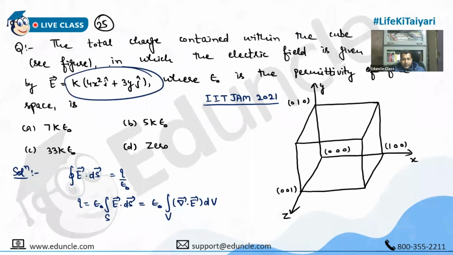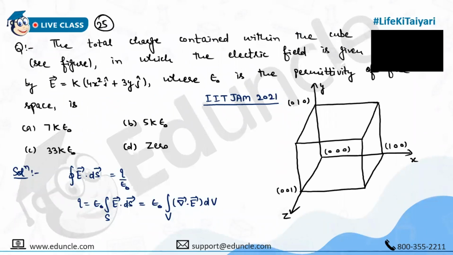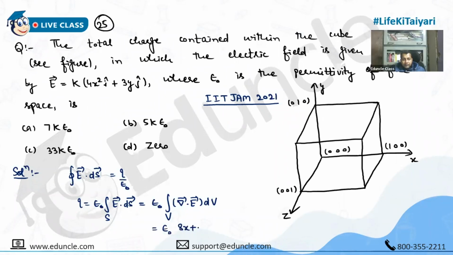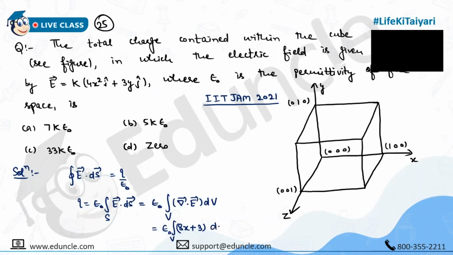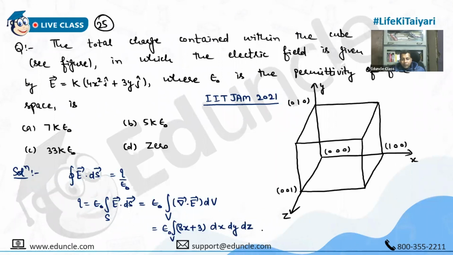And now you need to find the divergence of this. What is the divergence of this? It is 8x plus 3. And what is the volume element? Dx dy dz, right? Yes, because it is a cube. And now you can integrate it independently. The limits of all of them are going from 0 to 1. This is the independent integration case that I see.